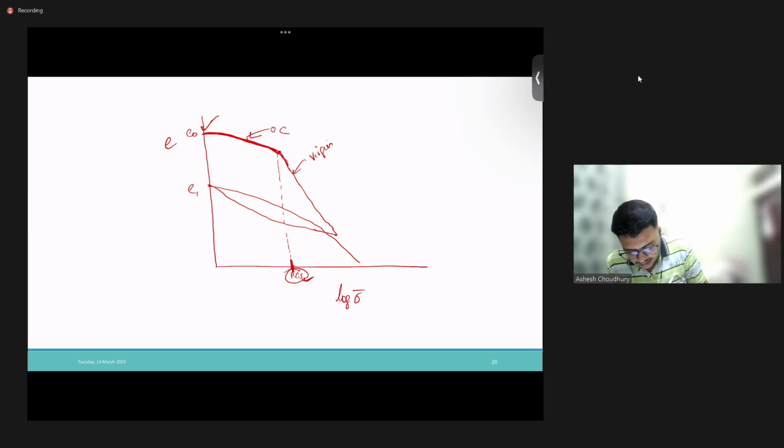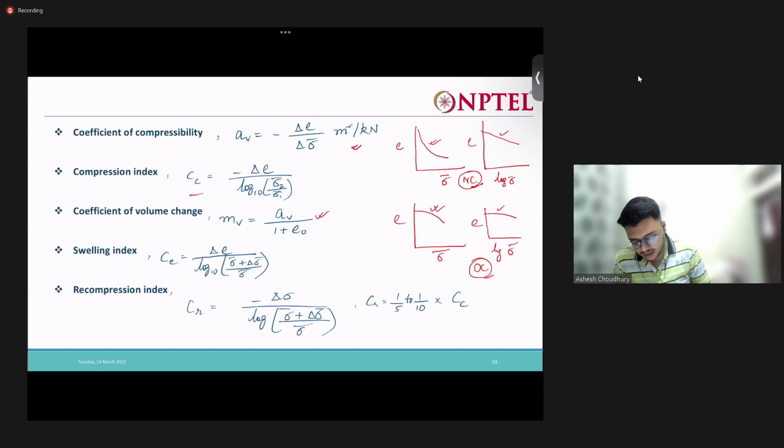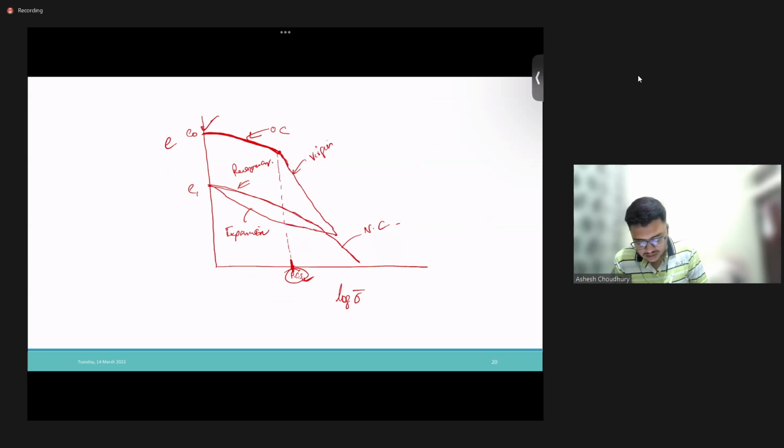Then there is again decompression, and then we are ending the test. This is the expansion or swelling, and this is the decompression. So we studied the swelling index. The slope of this curve is the swelling index, and the slope of this line is the decompression index.